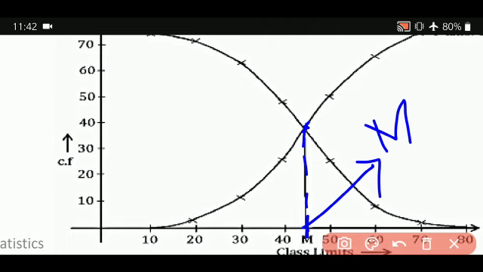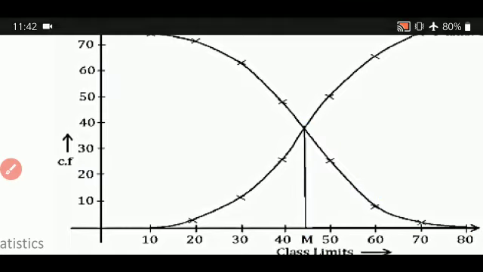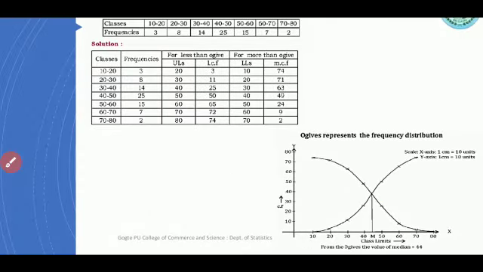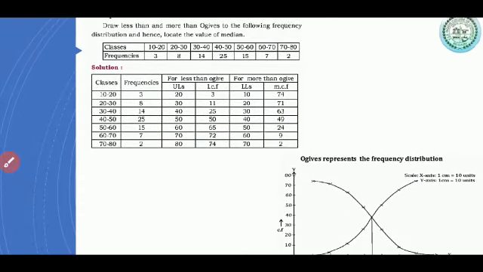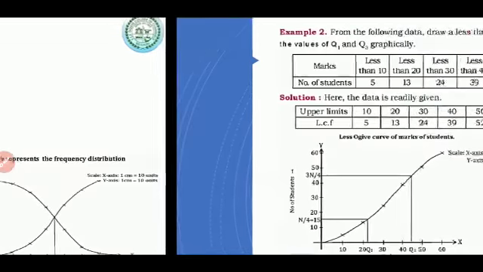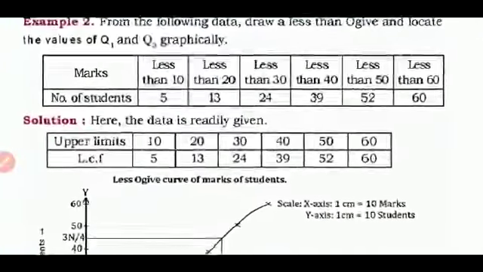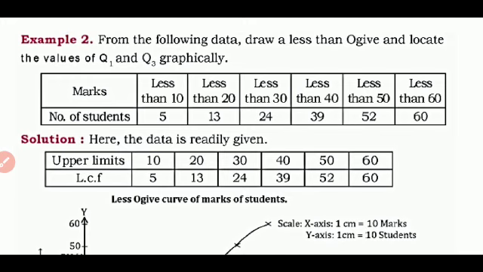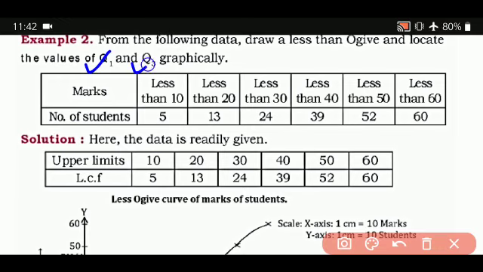You can also find it with only less than. In the next example, we will see how to find the quartiles. I hope you have understood. So this is how you solve an example on ogive, or how to locate the value of median. We will see another example. From the following data, draw less than ogive and locate the values of Q1 and Q3 graphically.